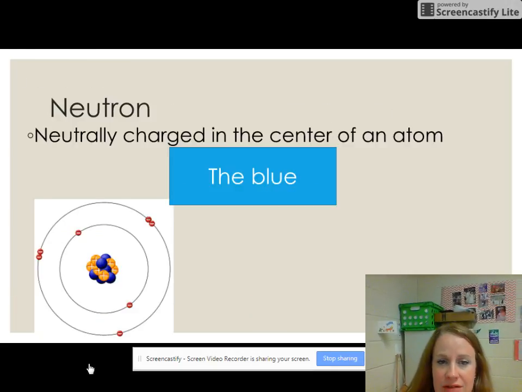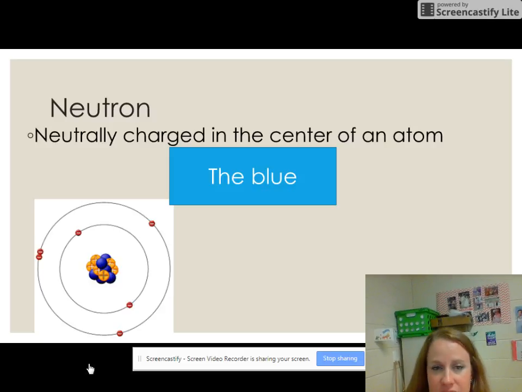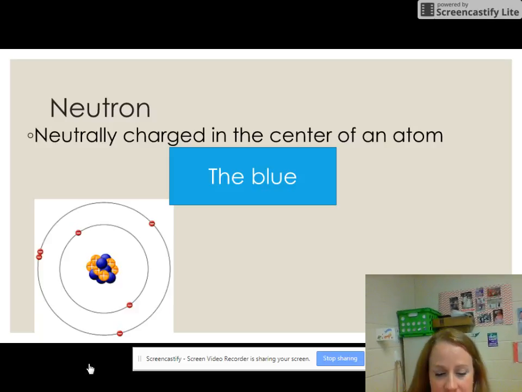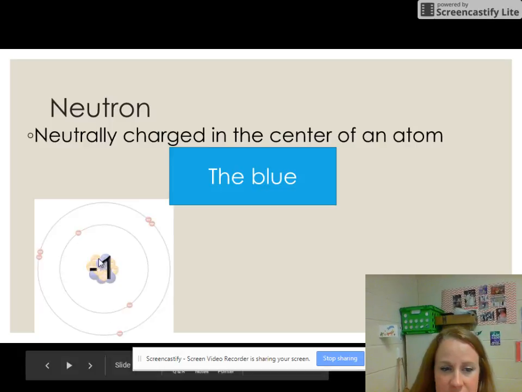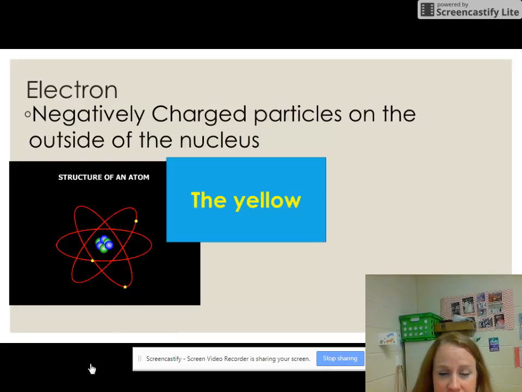Neutrons. Neutrons have a neutral charge. That means they have zero charge, and they're also located in the center of the atom. So in this one, they would be the blue because the other ones have the positive charge on them, making them protons. Then we have electrons.